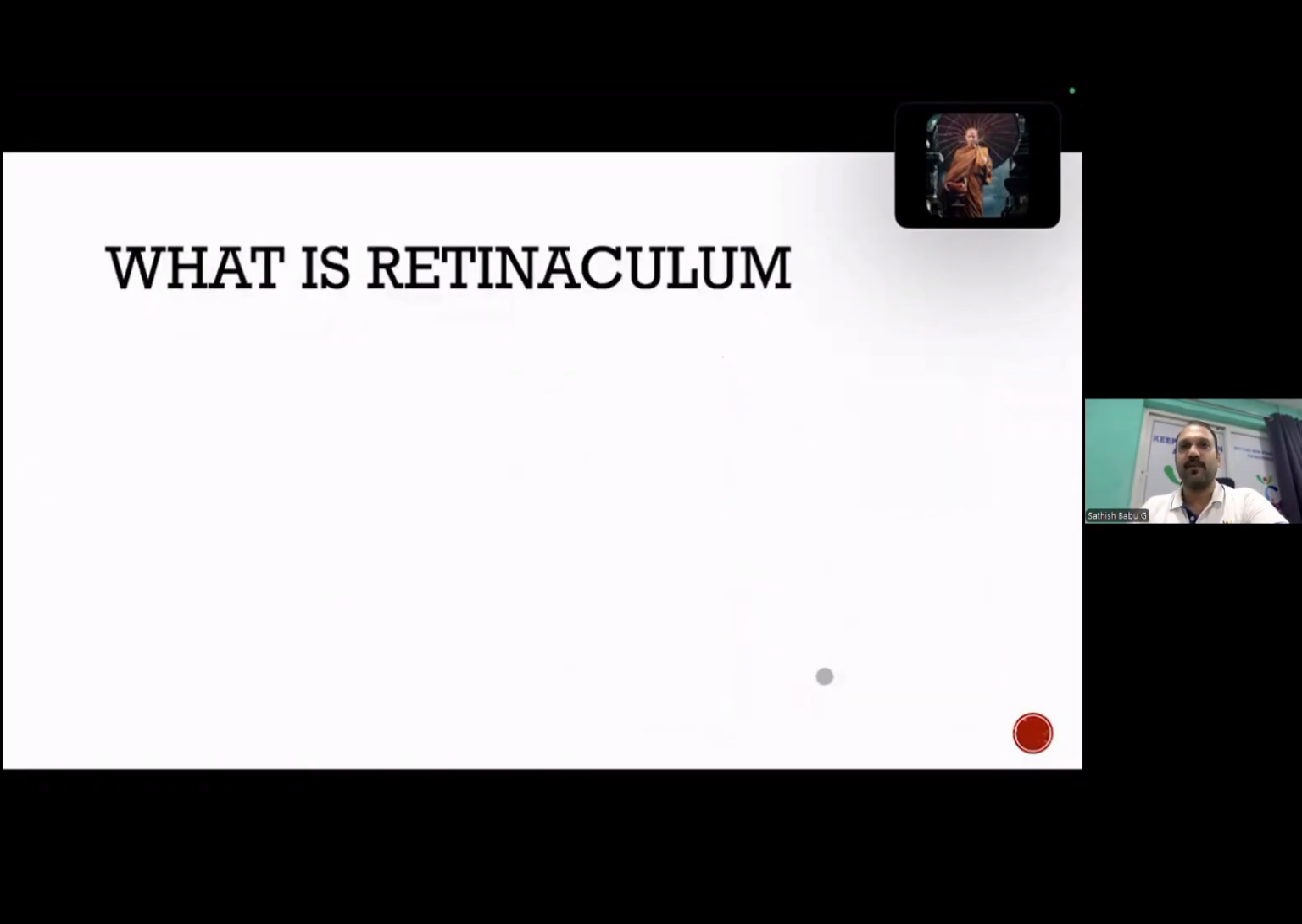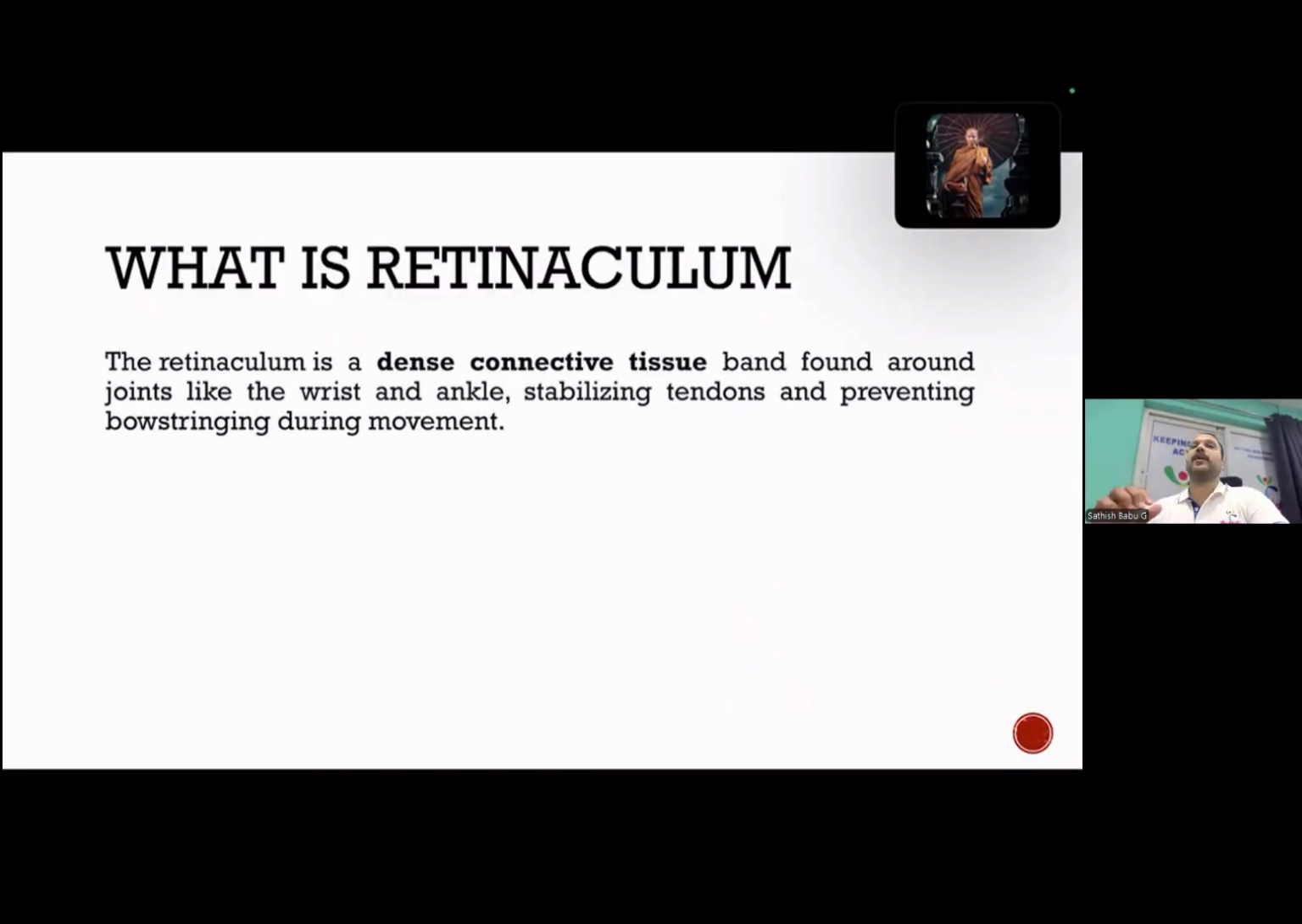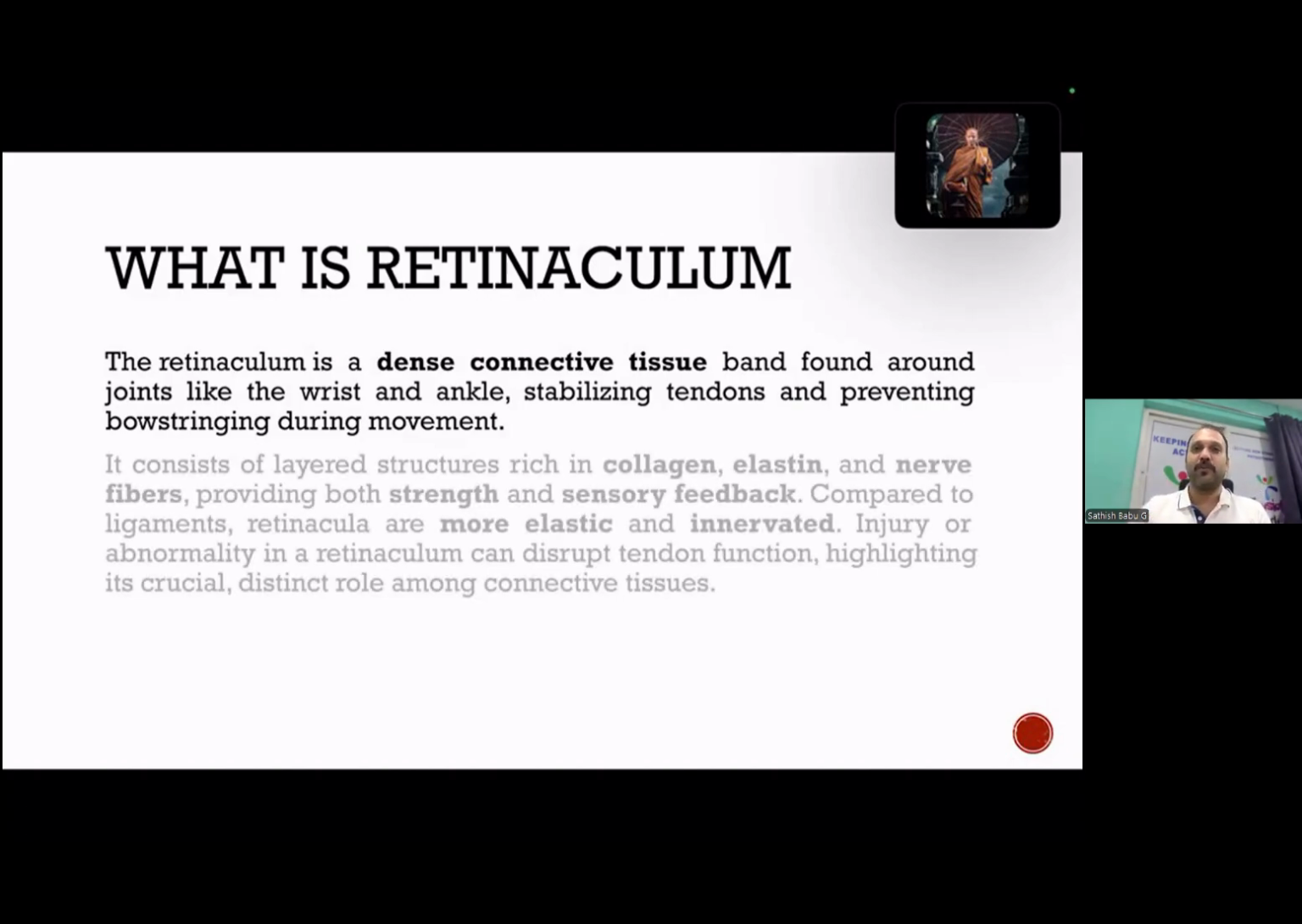So retinaculum. So what is a retinaculum? Retinaculum is a very dense connective tissue band found around joints like the wrist and ankle, stabilizing the tendon and preventing bowstringing during the movement. So we saw the interfascicular septum, and the retinaculum. These are all fascia bundles or fascial planes, which help to anchor, stabilize, or prevent the bowstringing of the tendon during the movement. And this also is going to have different contributions.